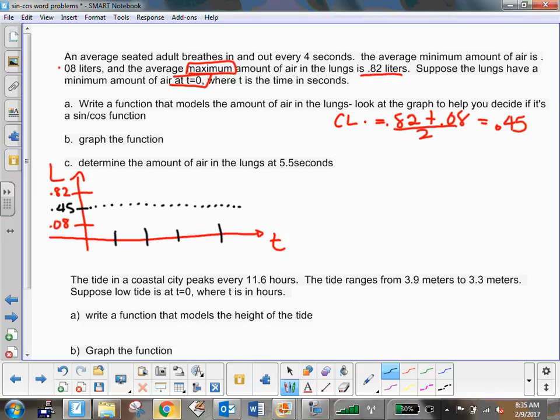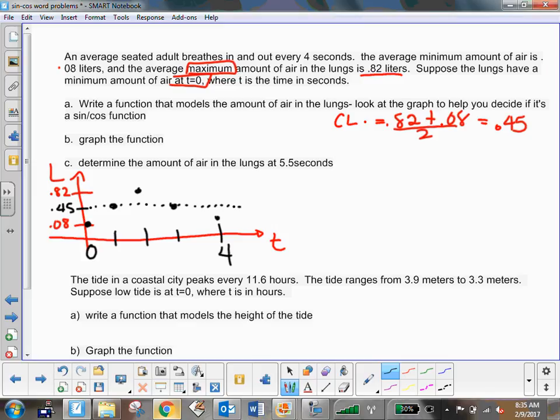It says the average adult breathes in and out every 4 seconds. So this is 0, and this is 4. That's our period. So we start with normal people. We're down here, aren't we? And then if we follow the pattern, we're going to go to the center line. So we start breathing in, right? And then we have our maximum, yeah? And then we start breathing out again. And then we are back to having none.